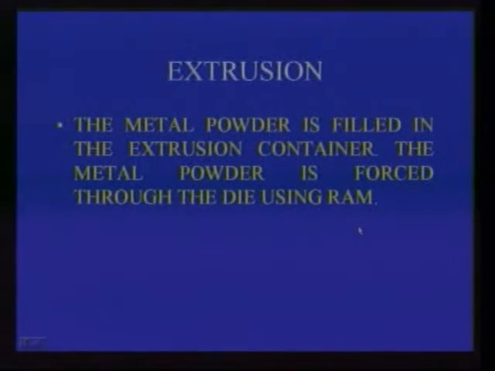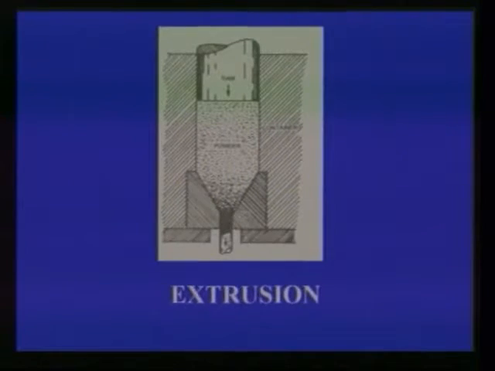Another compacting method is extrusion. In the extrusion method, the metal powder is filled in the extrusion container. Then the metal powder is forced to the die using a ram. See how the extrusion takes place. The container is filled with metal powder. It is pressed by using the top ram and the required shape comes out from the die. This method is called extrusion.